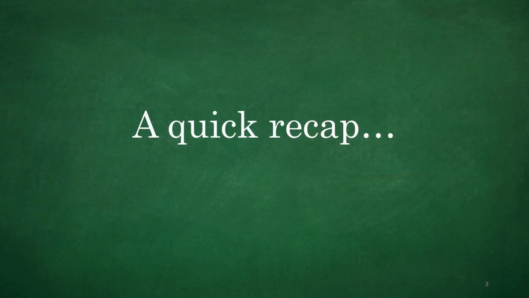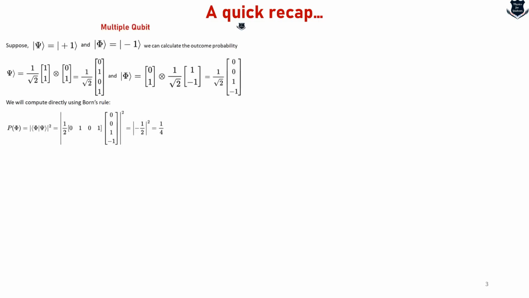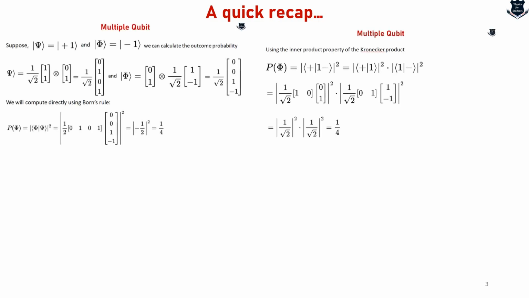Before we go ahead, here is a quick recap. This recap is very important because we will take off after recapping with this concept. In the earlier video, we started with multiple qubits and saw the concept of what is called the tensor product or the Kronecker product.